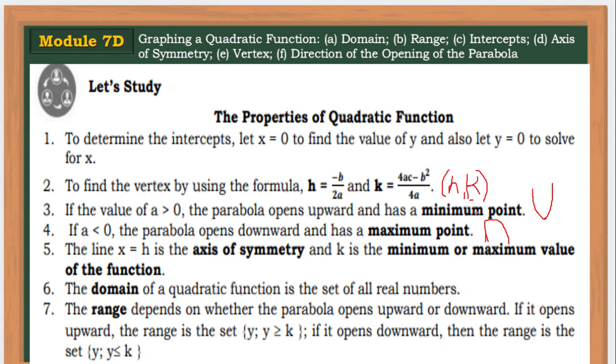So, we have there the axis of symmetry. Ang axis of symmetry, x is equal to h. So, yung value ng h, yun yung axis of symmetry natin. Okay, so yung k, this is the minimum or the maximum value of the function. The domain of a quadratic function is the set of all real numbers. So, kung ito yung graph, lahat ng x values, yun yung tinatawag nating domain. Lahat yun, the negative and the positive. Pag range, ito ay sa y-axis naman. So, the value ng y depends doon sa graph natin kung opens upward or opens downward.